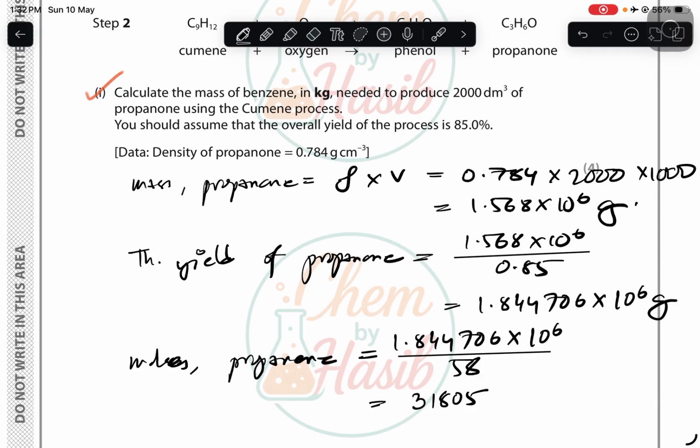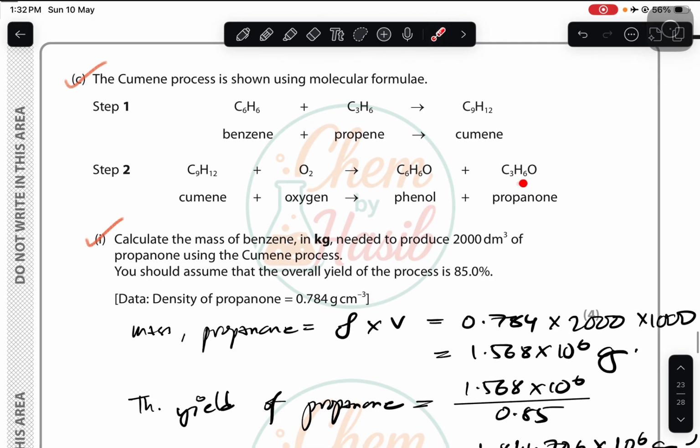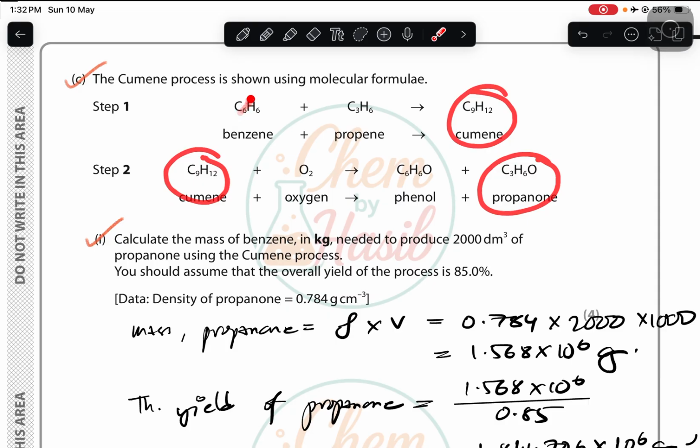So this is equal to the moles of benzene, because all of these substances, propanol, C9H12, all of these, have the same mole ratio. The mole ratio is 1:1. All of the substances have the mole ratio 1:1, right? So that is why the moles of benzene would also be the same. Then you find the mass of benzene.